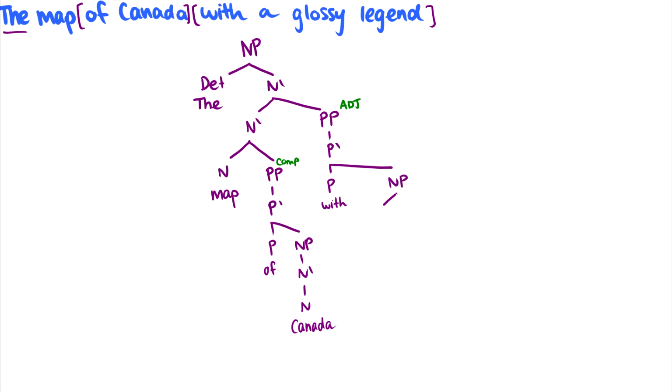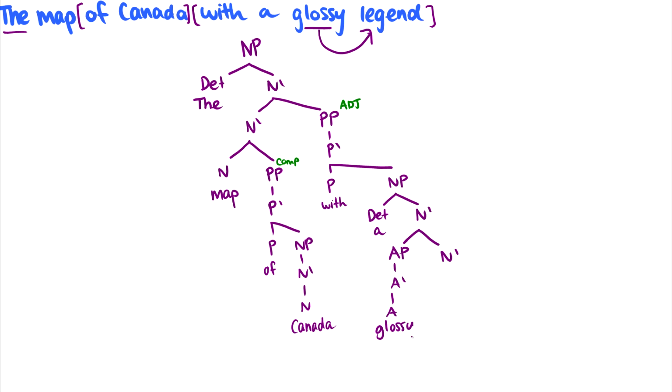So well, that's a determiner, that's our specifier, that's going to be daughter of the NP, sister to the N-bar. And now we have glossy legend. Well, glossy is an adjective modifying legend, so glossy is an adjunct, which means glossy is going to be the sister of an N-bar and daughter of an N-bar. Okay, and this is an adjective phrase, so of course we have to have the bar level and the head as well.